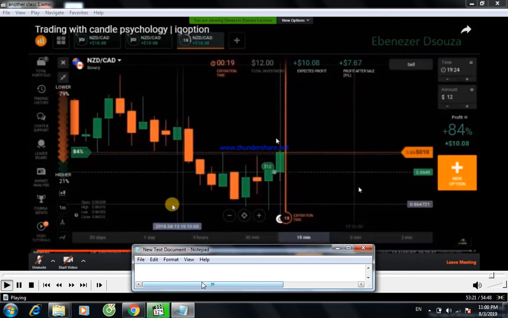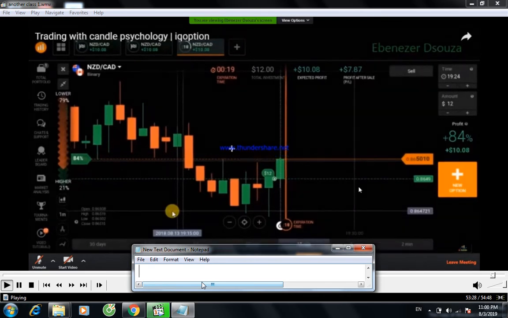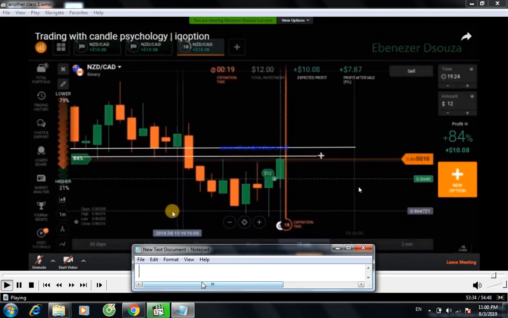Again you are seeing the same level here. It reversed from the same level. This level also. It reversed from the same level. This one, this is the level. Again the market reversed from the same level. I think the line is here.